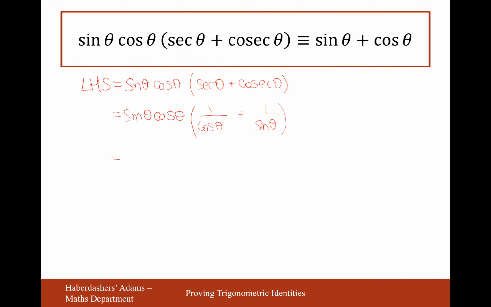Okay, let's now expand the bracket. So we're going to be timesing sine theta cos theta by 1 over cos theta. Now what will happen there is the cos thetas will cancel out and you'll just be left with sine theta. And then expanding the brackets again, when you times sine theta cos theta by 1 over sine theta, the sine thetas will cancel out and you'll be left with sine theta plus cos theta. Oh, that was a really quick one, wasn't it? So that's equal to the right hand side. Lovely, let's move on to the next one.